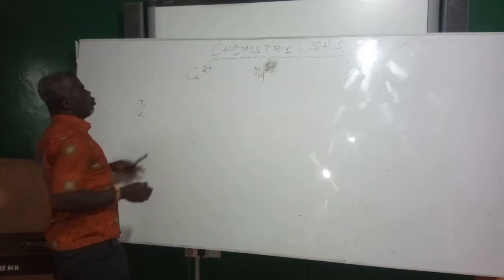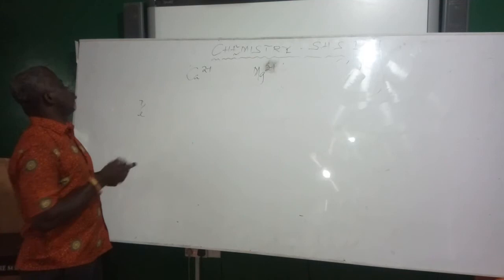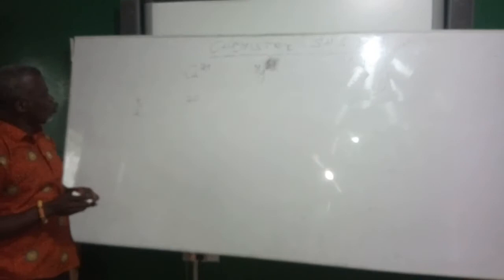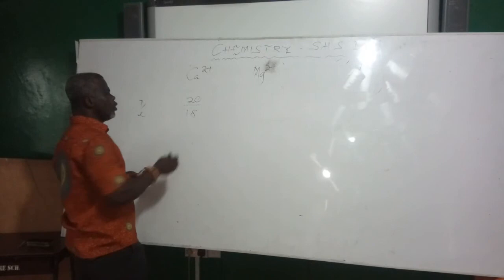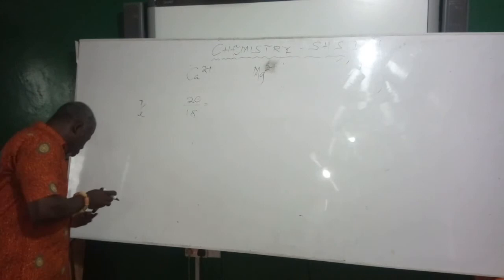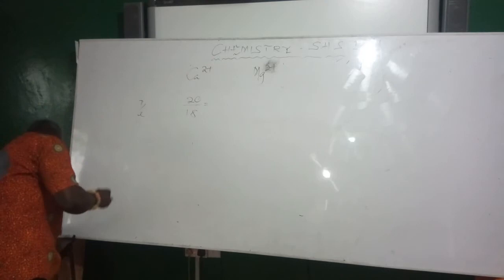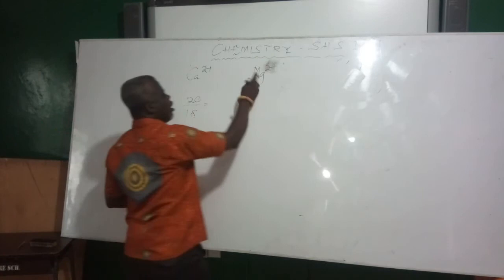Calcium, the atomic number is 20, so it has 20 protons. And now it has lost 2 electrons. Meaning, how many electrons now? 18. So this ratio will give us, for those having a calculator, let me use my calculator, 20 divided by 18.